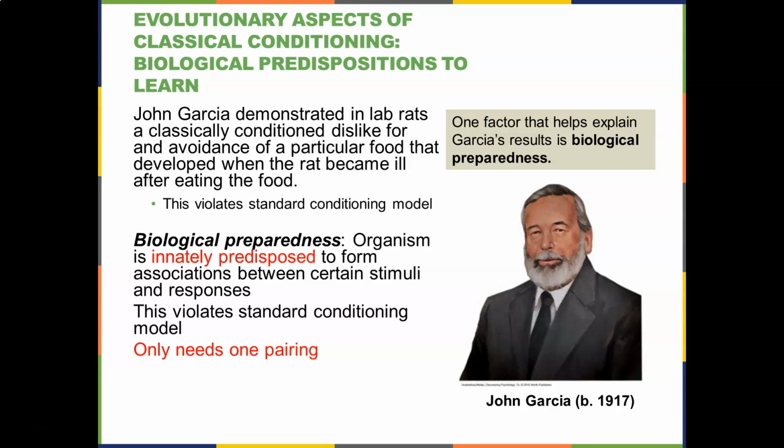Then contemporary psychologists, specifically this individual, John Garcia, said, look, all behavior can't be a result of conditioning and learning. There's actually some behavior that is naturally occurring. And the term for that naturally occurring behavior is what's known as biological preparedness. That is when an organism is innately predisposed to form associations between certain stimuli and responses.